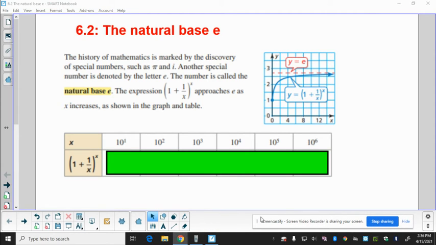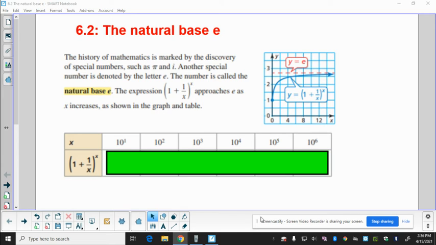All right, let's go ahead and take a look at today's lesson, the natural base e. You've got to do a little explaining about this. Go ahead and read that paragraph. But this letter e is much like i and pi. It's a symbol for a number. It's not a variable.